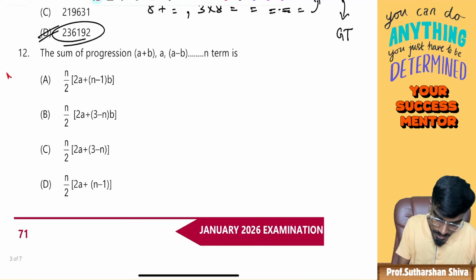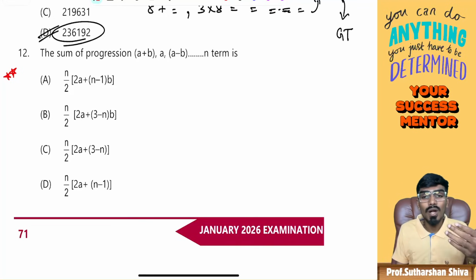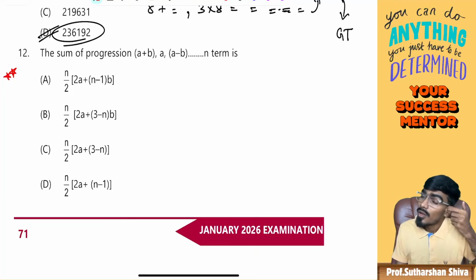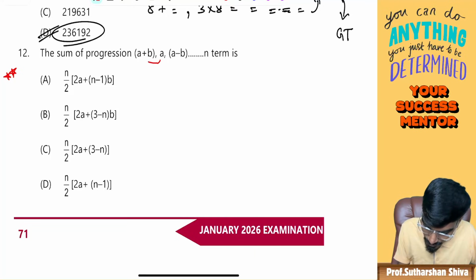Now guys, come to question number 12. Interesting question guys. The sum of the progression a plus b, a minus b of n terms is given. We know what is the common ratio, what is the progression. AP is nothing but forward term minus backward term. GP is forward term by backward term. Now as we are doing, we'll go with the forward term minus backward term.